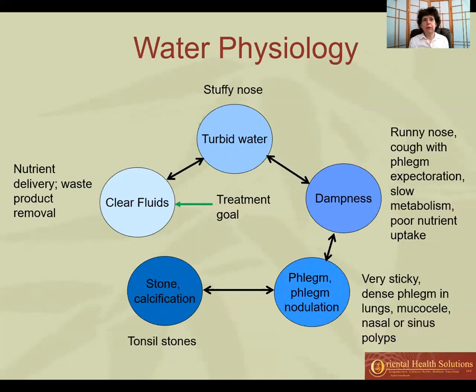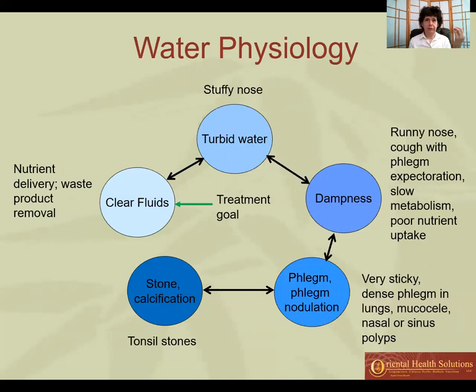Then if we fail to treat in the turbid water phase, then it may turn into dampness. And then maybe damp heat or damp cold. And then the patient may present with a runny nose, cough with phlegm expectoration, and then if the dampness is more in the digestive tract, we will see a slow metabolism and poor nutrient uptake. So those are all potential patterns. And then if the dampness is not treated in the current phase, then it may further progress into the phlegm or phlegm nodulation phase.